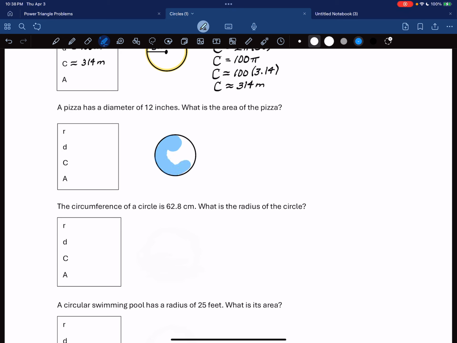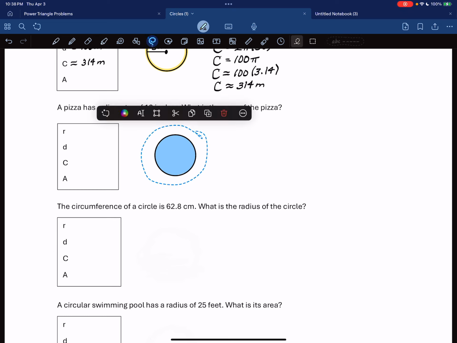So if you're looking at a pizza, the area is going to be measuring the amount of dough, the crust, and the toppings and all that stuff. But it's going to be the crust specifically that we're looking at.